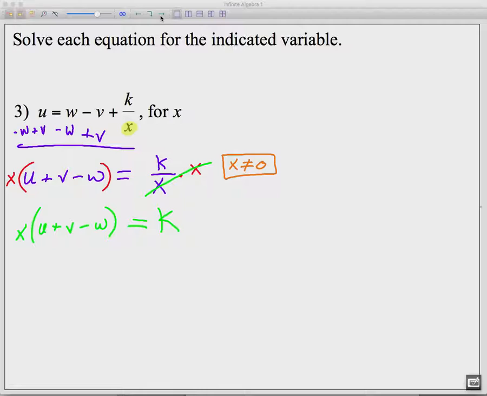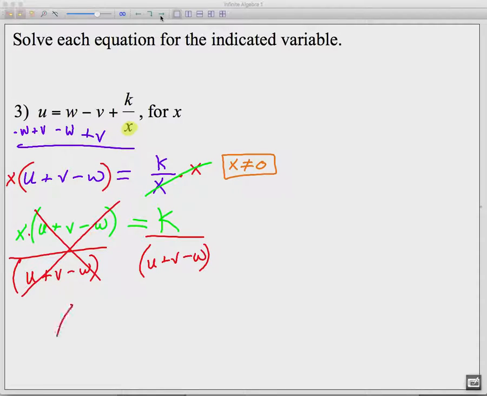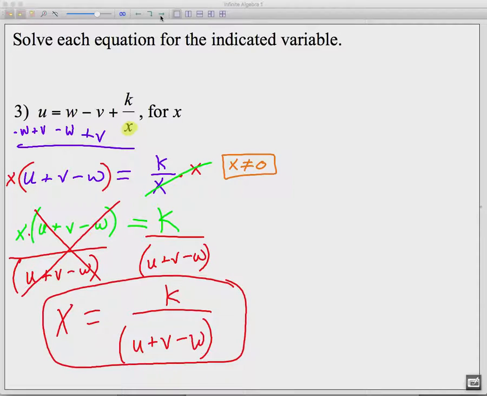And again, I'm solving for x. If I were solving for k, I would be done, and we'd be happy. But we have one more step to do. And since there's a multiplication on this side, I want to cancel the multiplication. I'm going to divide by that entire parenthesis, just like in example number 2. Once I do that, all of the parentheses cancel, and I get x equals k over u plus v minus w, and that is my answer. Solving literal equations.